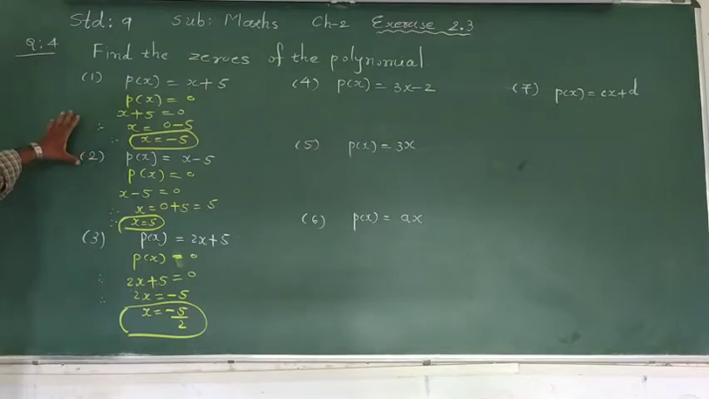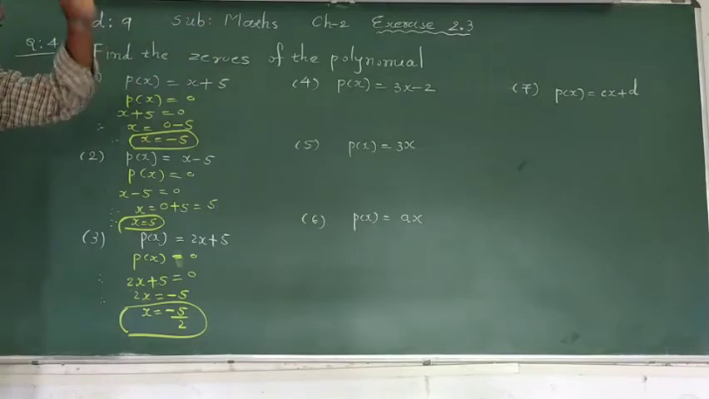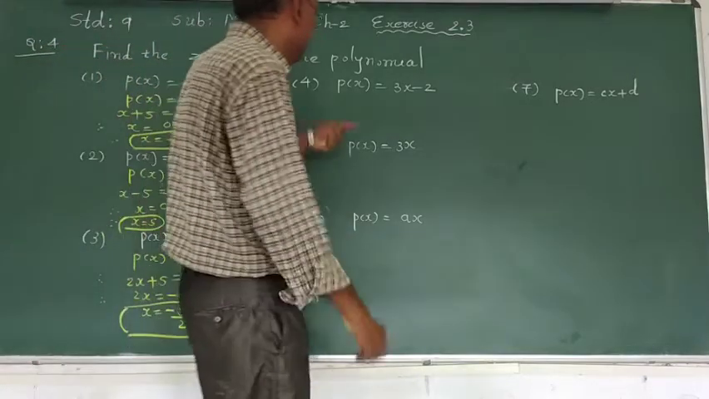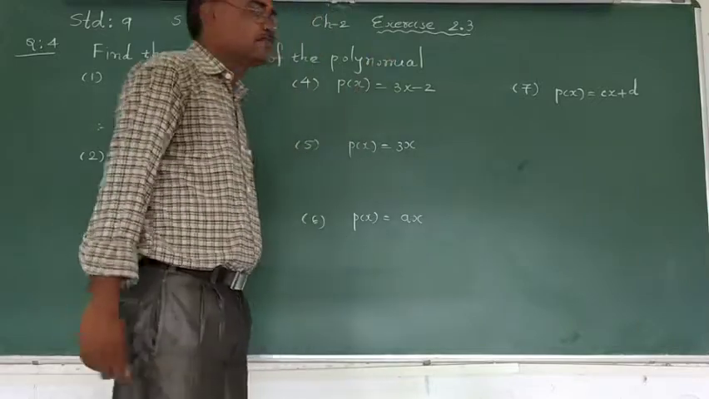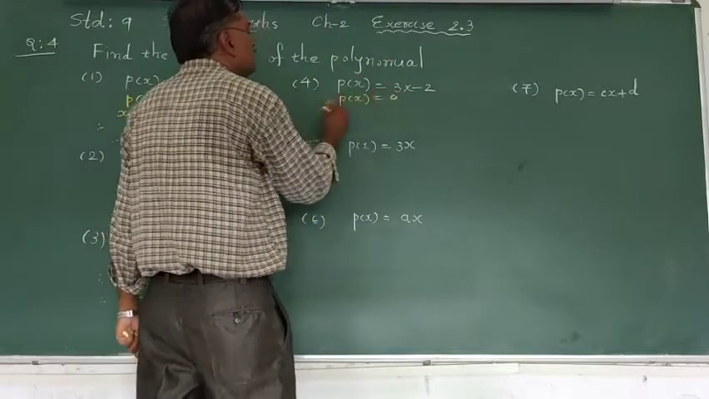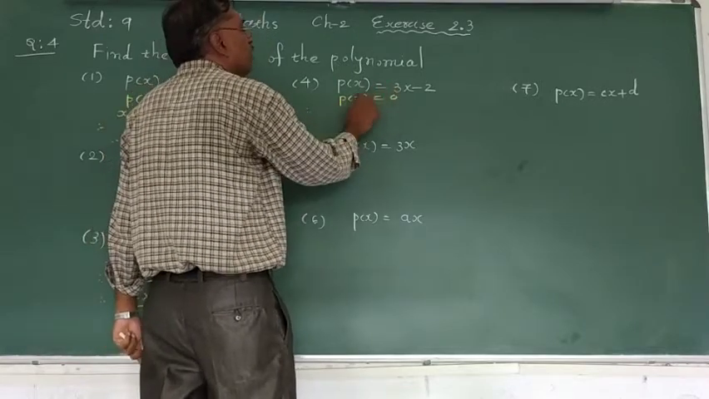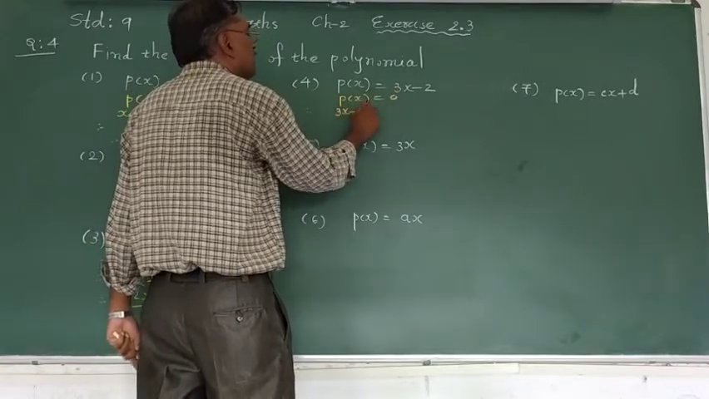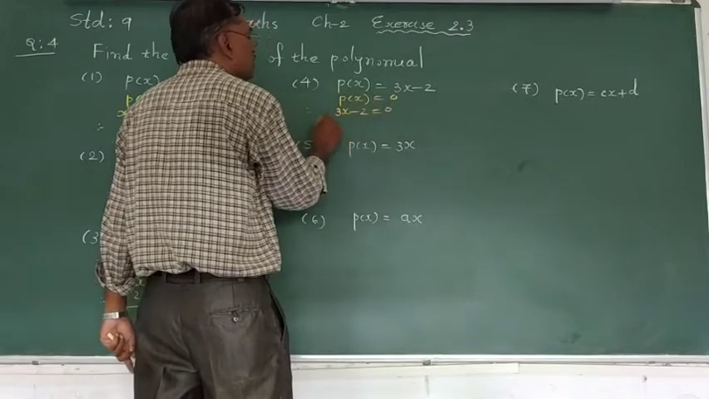Remember that in 8th standard we have solved equations. This is the same type of solving an equation, but the name is changed. It is a polynomial. Now see here, p(x) equal to 3x minus 2. First we write p(x) equal to 0. Now write the value of p(x): 3x minus 2 equal to 0.